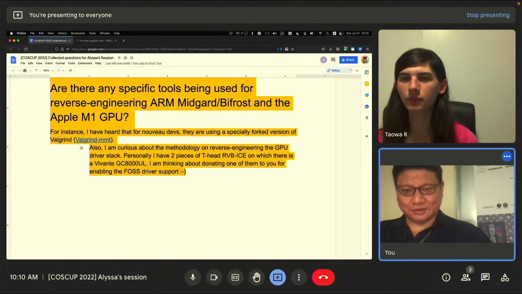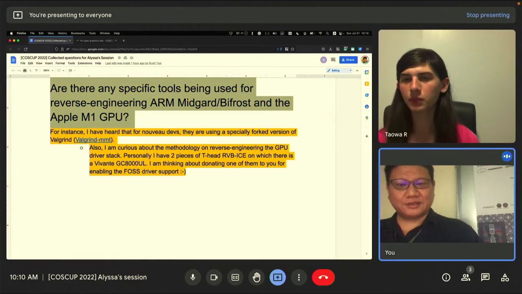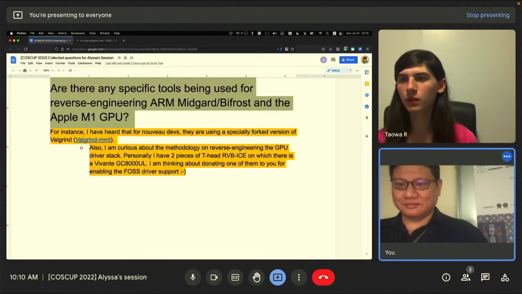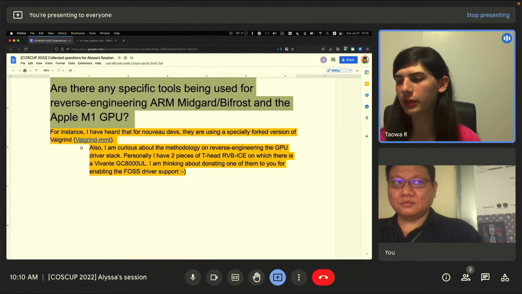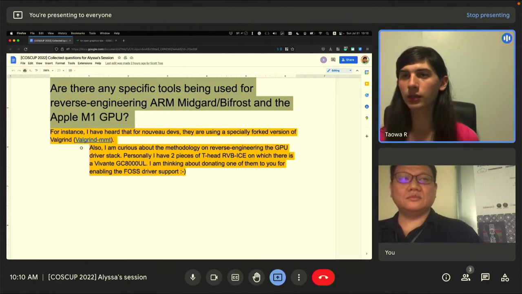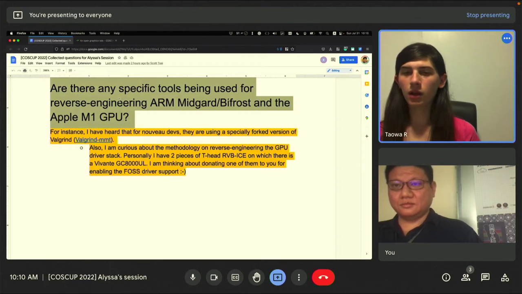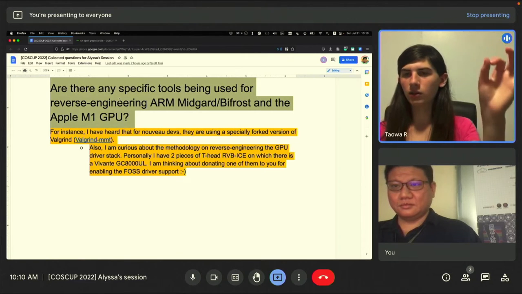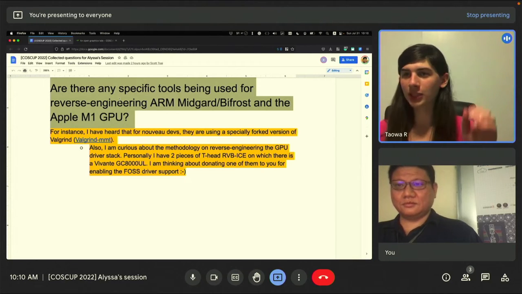Sure. Okay. So are there any specific tools used for reverse engineering the ARM Midgard and Bifrost GPUs, or for the Apple M1? There are a number of tools that could be used. The main technique for reverse engineering these sorts of drivers, or really any driver, is to have the reference, generally the proprietary driver, running against the hardware, but intercept that communication. You have the closed source driver here, you have the hardware here, and you stick yourself in the middle and look at everything that's passed back and forth.